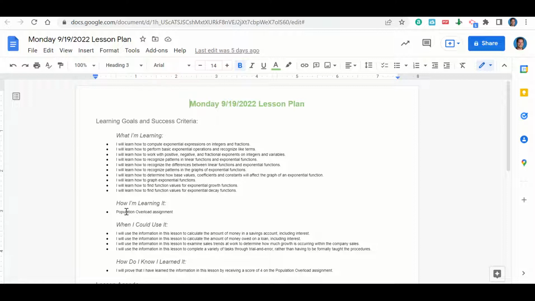How are we learning it? Through the population overload assignment. When can we use this? To calculate the amount of money in a savings account including interest, to calculate the amount of money owed on a loan including interest, to examine sales trends at work to determine how much growth is occurring within the company's sales, and to complete a variety of tasks through trial and error rather than having to be formally taught the procedures. How do we know we learned it? By getting a score of 4 on the population overload assignment.